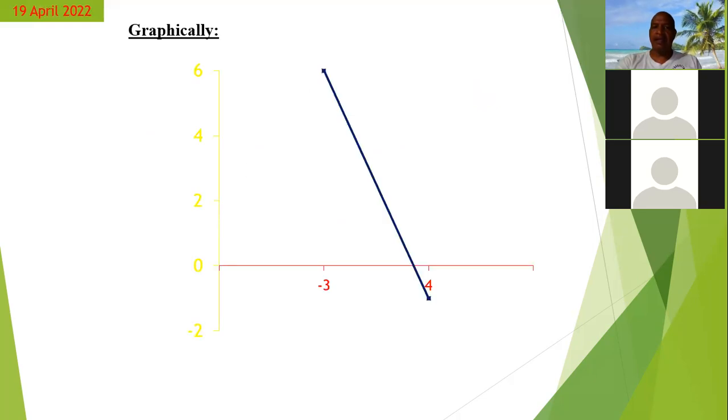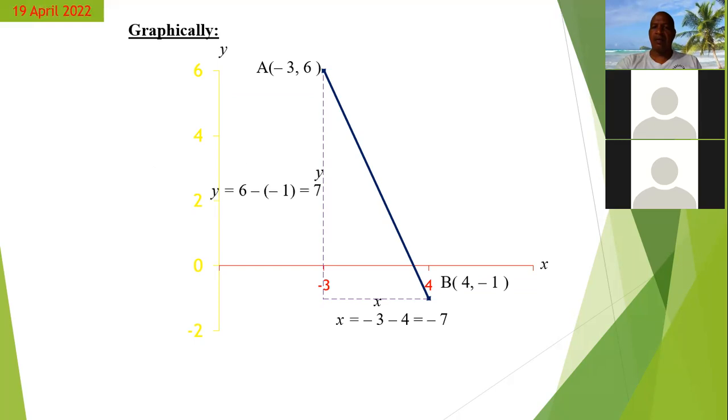All right, so let me clear what we have here. Here we use the formula and we get that. Now, graphically, this is what it would look like. Based on this, you notice that your gradient is sloping downwards.